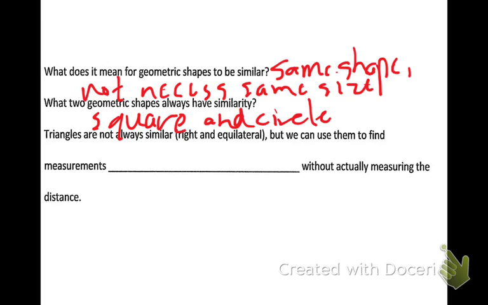Triangles are not always similar. For example, you can have a right triangle and an equilateral triangle. But we can use them to find measurements indirectly, without measuring the distance.